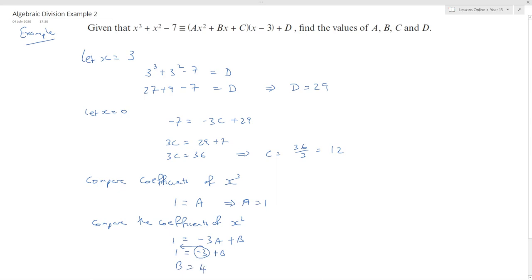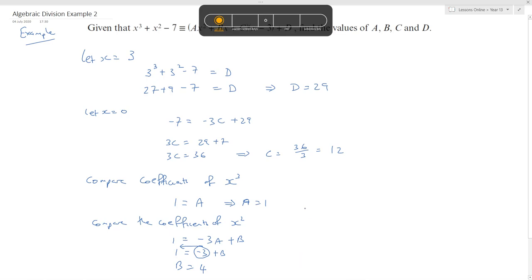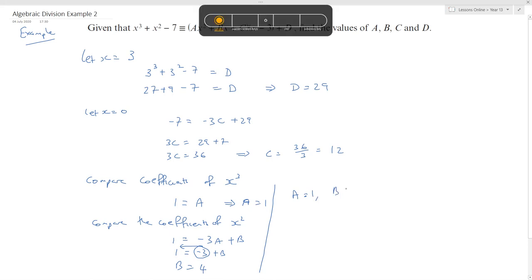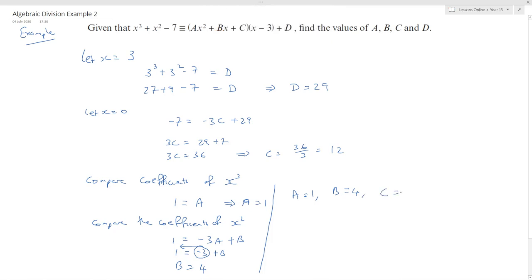So I've now got a equals 1. Whoops. Let's undo that. Let's go again. So that means a equals 1. B is equal to 4. C is equal to 12. And D is equal to 29.